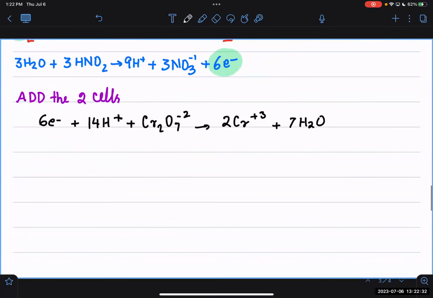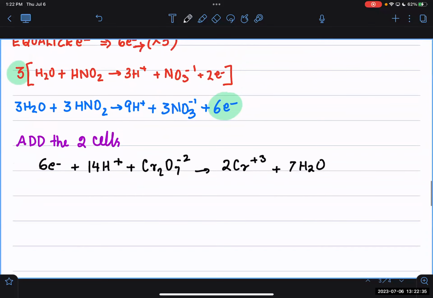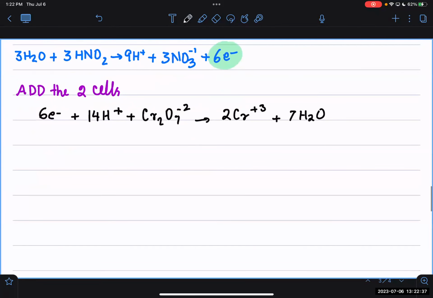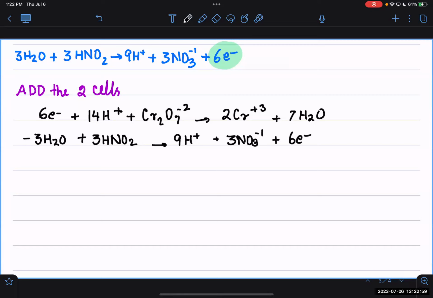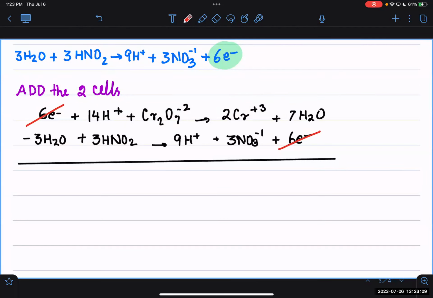Okay, so this is one thing. Next is the other one, which is 3 H2O, 3 HNO2 gives you 9 hydrogen ion plus 3 NO3 negative 1 plus 6 electrons. Okay, and now add. So when you add, what you're basically doing is canceling out the common ones on either side.